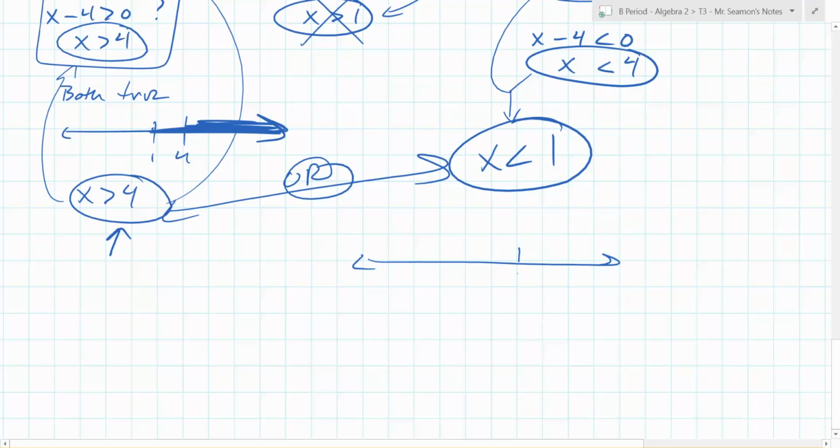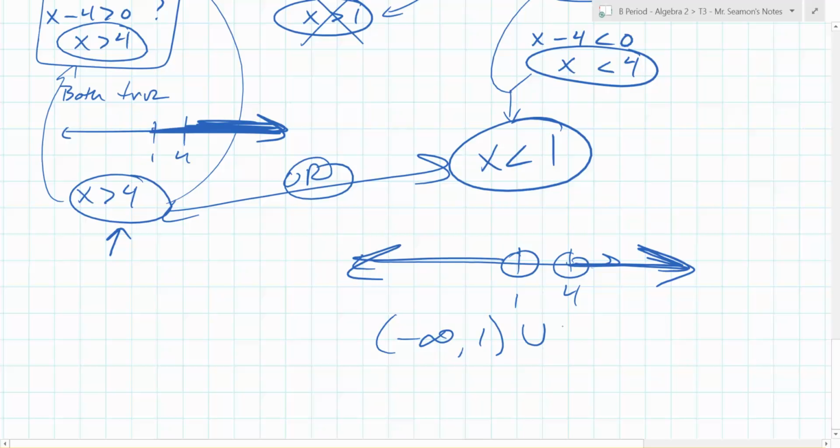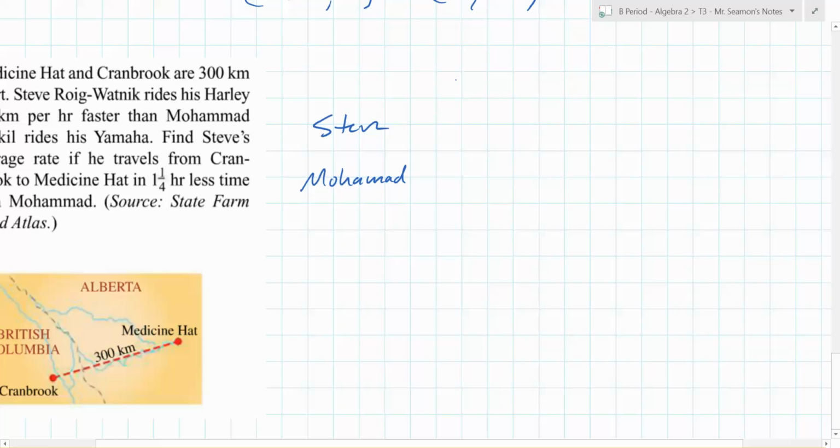Here's 1, and here is 4. So it's greater than 4, right? Or less than 1. So how could you write that? Negative infinity to 1, union 4 to infinity. Yes, that's how they wrote it. Yeah, that's interval notation.